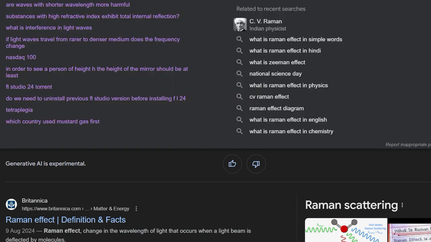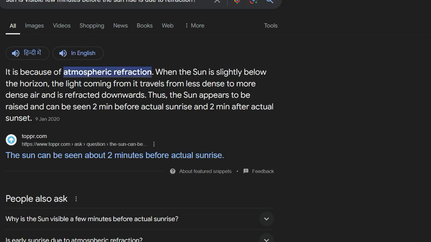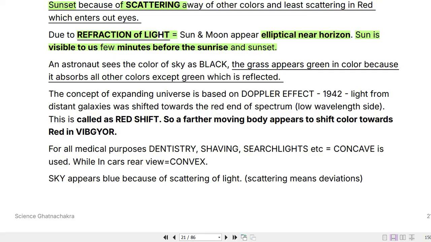You can ask that. So is it due to refraction or not? Let's ask. It is because of atmospheric refraction. When the sun is slightly below the horizon, the light coming from it travels from less dense to more dense air and it is refracted downwards. Thus the sun appears to be raised and can be seen 2 minutes before the actual sunrise and 2 minutes after the actual sunset. So that is a phenomenon due to refraction of light.